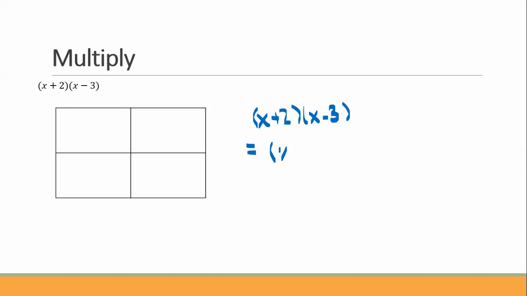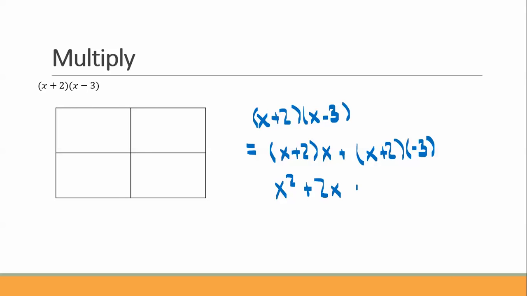This is x plus 2 times x plus x plus 2 times a negative 3, using our distributive property of multiplication over addition. Now we can distribute again, and we have x squared plus 2x minus 3x, because I did negative 3 times x, and 2 times negative 3 is negative 6. Now we combine like terms. We have x squared minus x minus 6.